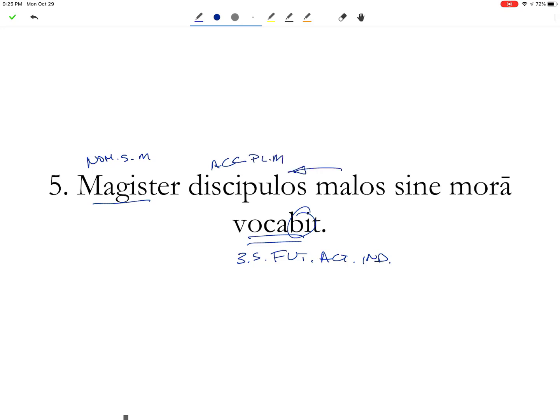Accusative, plural, masculine. What kind of students? The bad students. The teacher will call the bad students sine mora, without delay. Delay is ablative, singular, feminine, governed by the preposition sine. The teacher will call the bad students without delay.